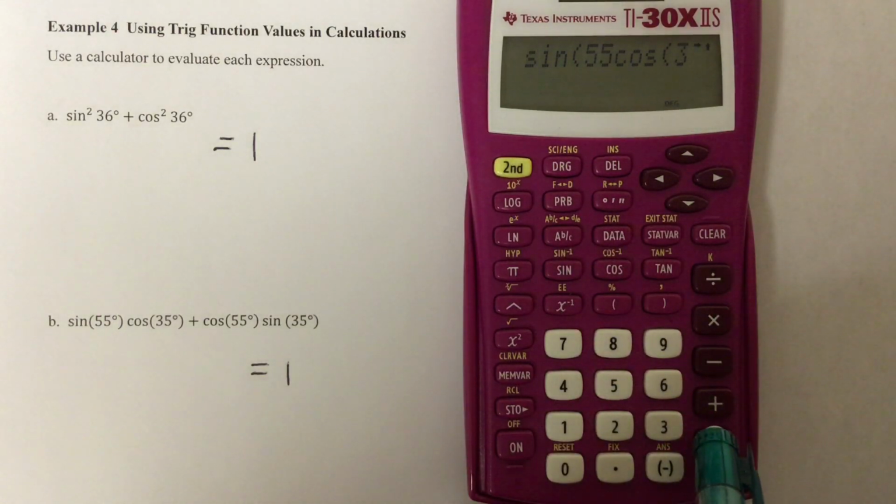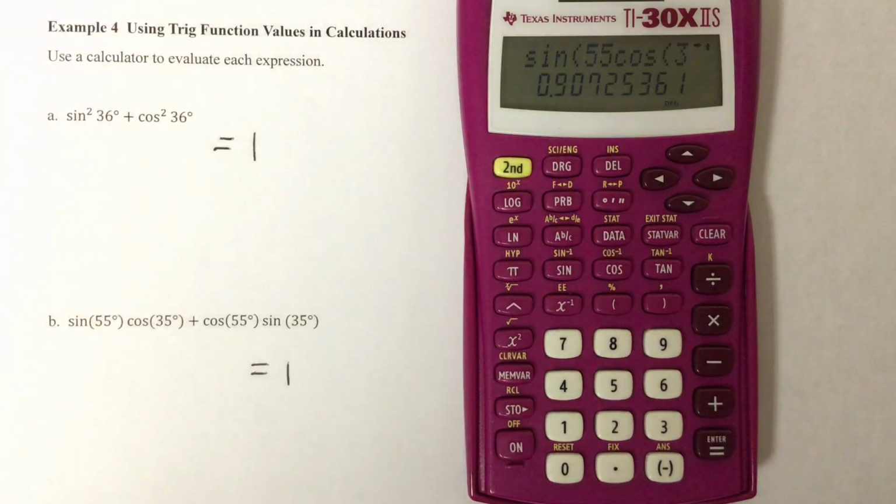And you'll see here when we press enter, it does give us an answer. It's not the right answer, but the calculator doesn't know that that's not what we meant to say. So you really have to pay attention to closing your parentheses when you're finished with the argument of a particular function.